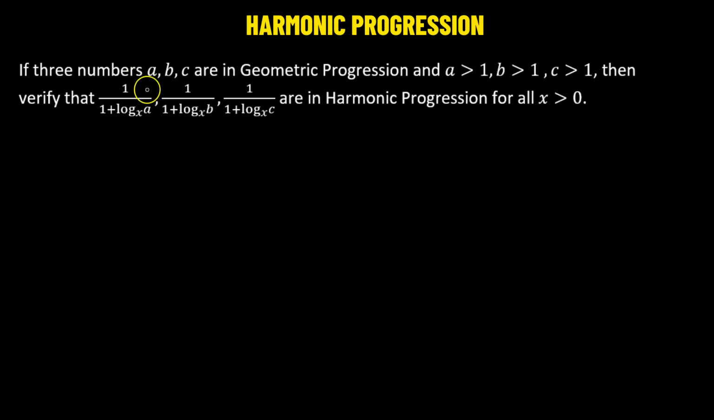So we have three numbers A, B and C. These three numbers are in geometric progression and each of the numbers are positive and greater than 1. Then we need to verify that the given three numbers are in harmonic progression.